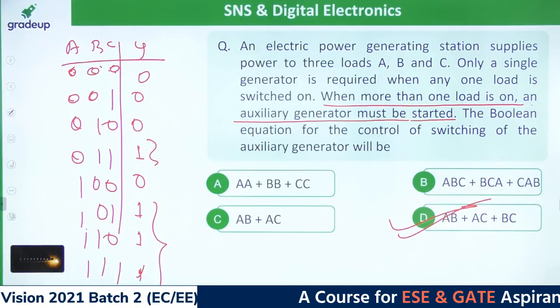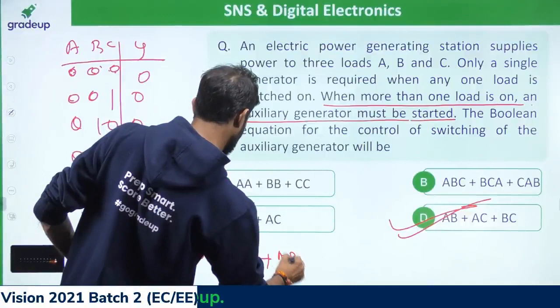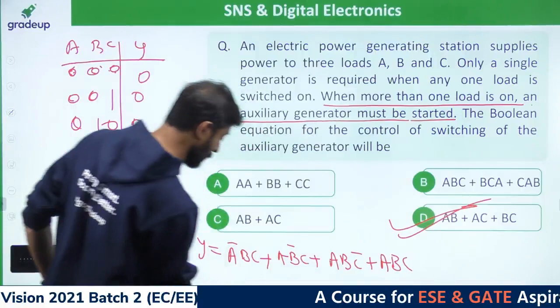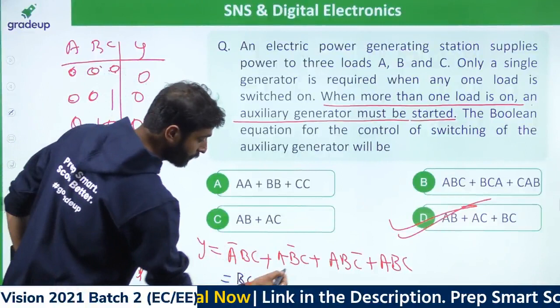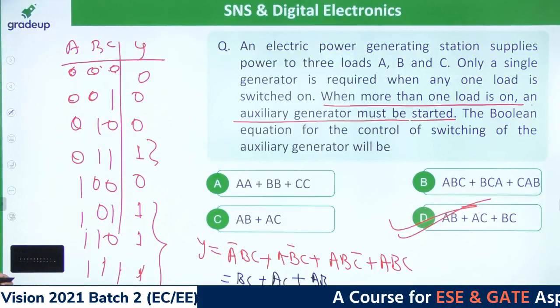Agar main baat karu, to in dono mein AC, agar aap baat karoge, dekho. What is the expression? Y ka expression agar likhoge, A bar BC plus A B bar C plus A B C bar plus A B C. So if you want to minimize it, just take BC common in this expression. So it will become A bar plus C. Now AC common in this expression, it will become B bar plus B. And AB as a common, then it will become C bar plus C. So correct answer is AB plus AC plus BC. That is, D is the correct option. Right. Now we are moving on to the next.